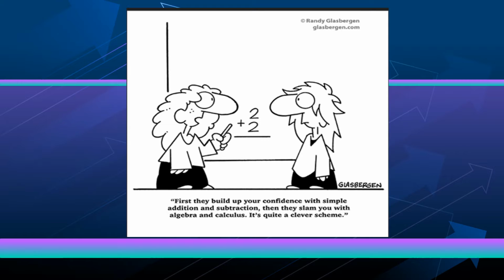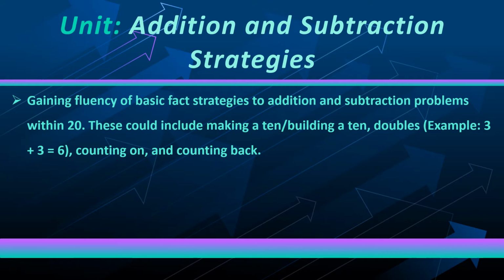In this unit, we will be exposing our first graders to addition and subtraction strategies and guiding them to choose strategies that are most efficient for them to solve problems. The first grade unit on addition and subtraction strategies will include the following learning goals: gaining fluency of basic fact strategies to addition and subtraction problems, and this will be within 20. These strategies include making 10, doubles, counting on, and counting back.